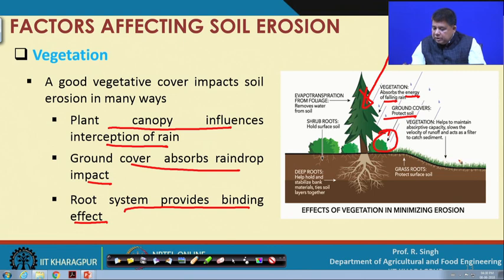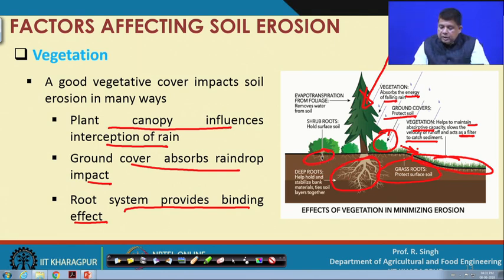If we talk about the vegetation that is growing here, it helps in maintaining absorptive capacity and slows down the velocity of flow, which means it will filter the catchment sediment. Grass roots protect the surface soil. Deep roots help stabilize the soil particles. The same is true of sub roots: they hold the soil particles, meaning the aggregates are held together and are difficult to detach.